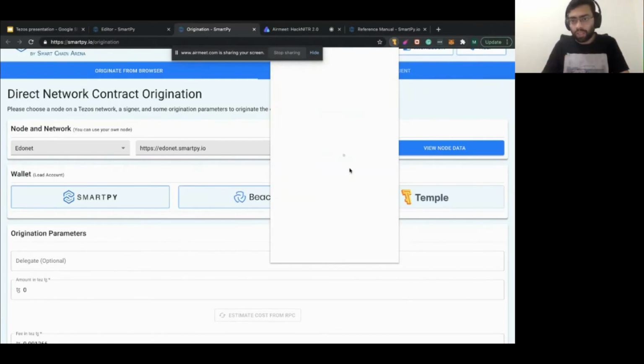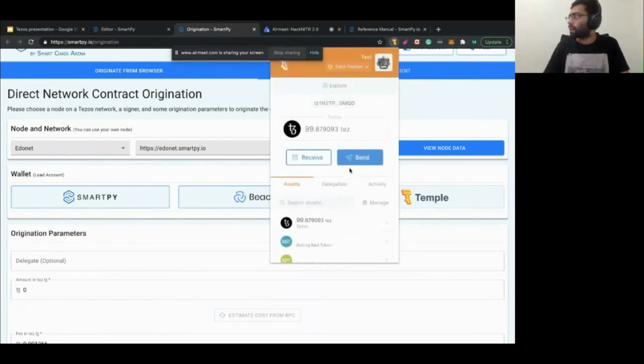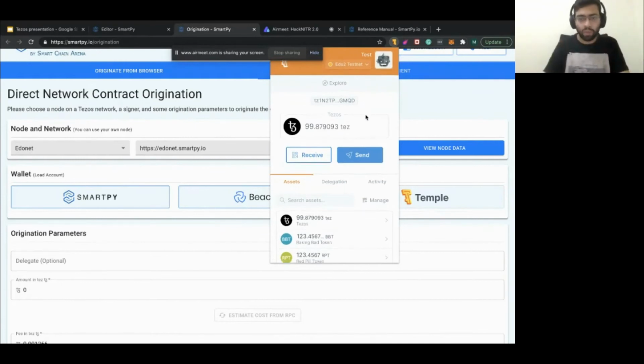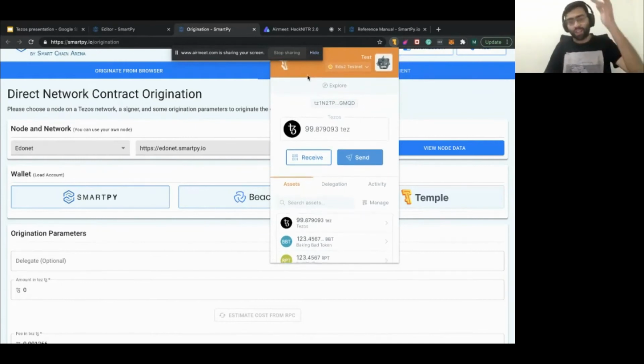So this is a wallet that you can install. It was earlier called... what was the name? It had an interesting name, but it's now called Temple. Don't worry about this. So you can search for Temple wallet. It was called Thanos, of course. So yeah, you can use this.